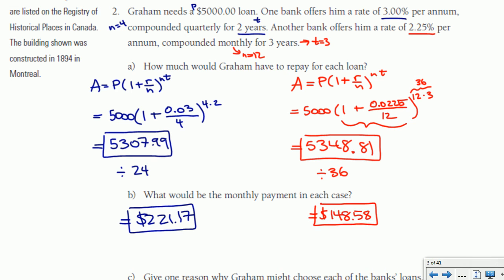So although he'll have to repay more if he goes with the second bank, his monthly payments are less. And if you have a number of other operational costs, it might be better to go with the lower monthly payment. However, if he can afford to stomach the larger monthly payment, it would probably be more beneficial for him to go with the first bank because he'll save a little bit of money in the long run.